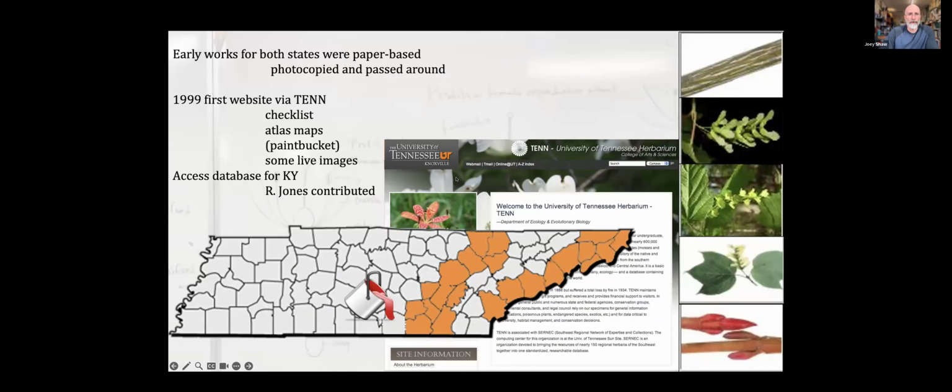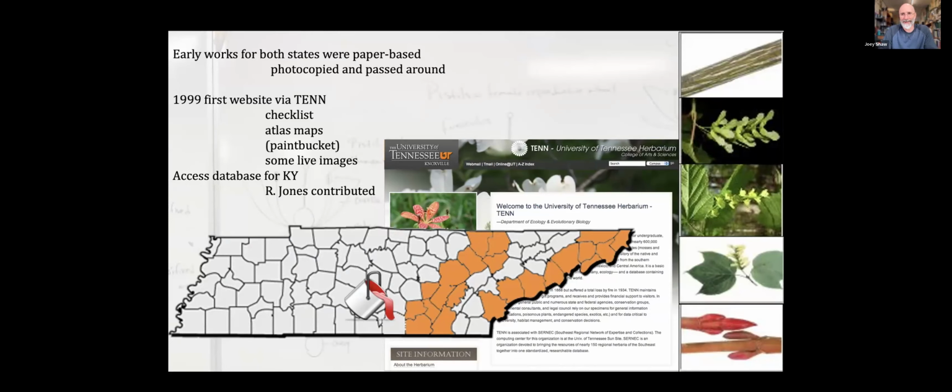So early works for both states were paper-based and photocopied and passed around. Again, the first online atlas for either of our states was the Tennessee atlas, and it mostly served as a checklist for the state. It provided these atlas maps.